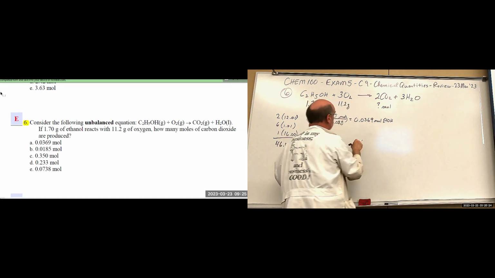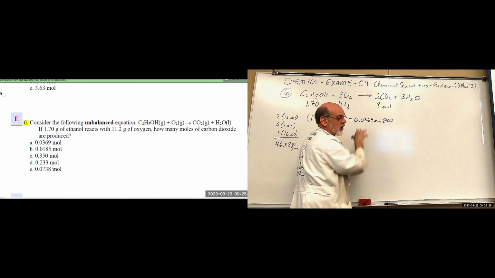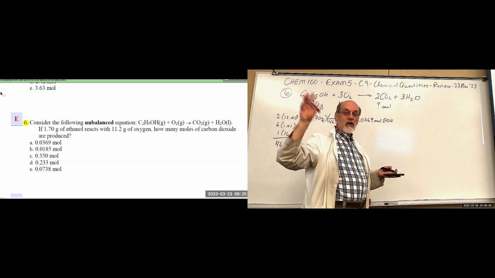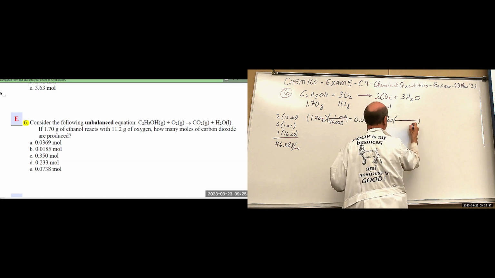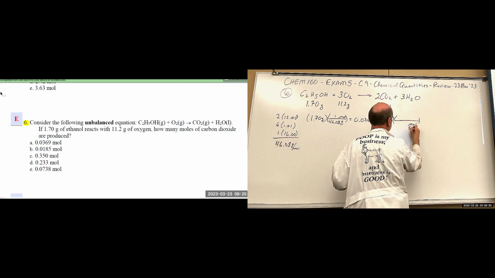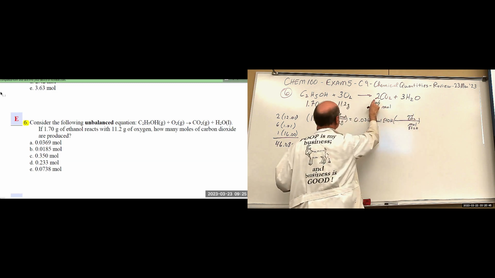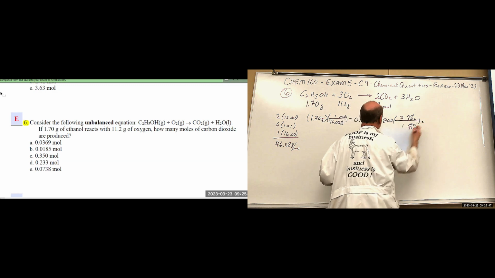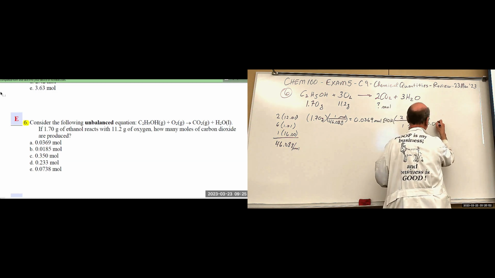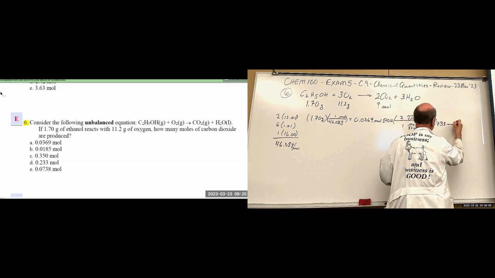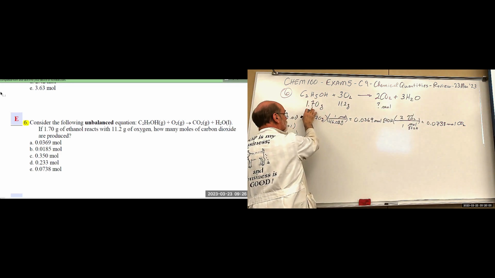Now we want to find out, since we're here, let's go ahead and find out how many moles of carbon dioxide could be produced if all of the ethanol is consumed. So we have moles of ethanol and moles of CO2. The ratio is 2 here and 1 there. So we need 2 times that value, 0.0738. That's the amount that could be produced from that much ethanol.